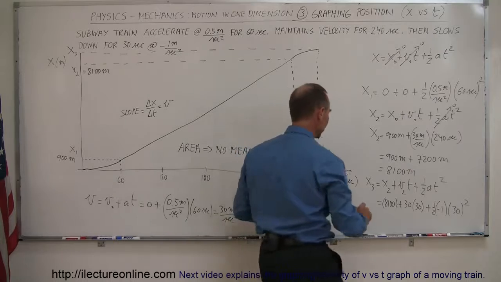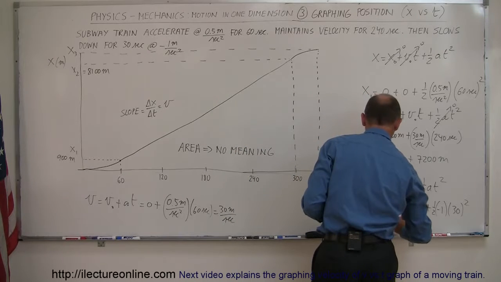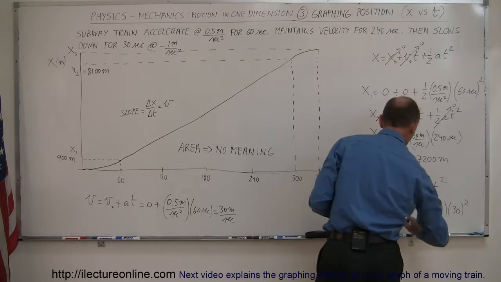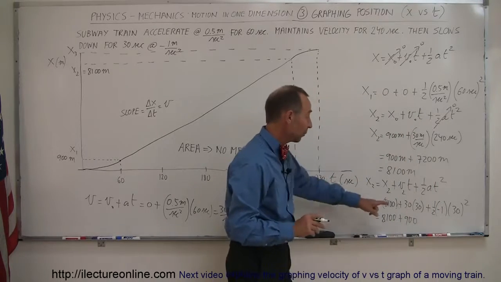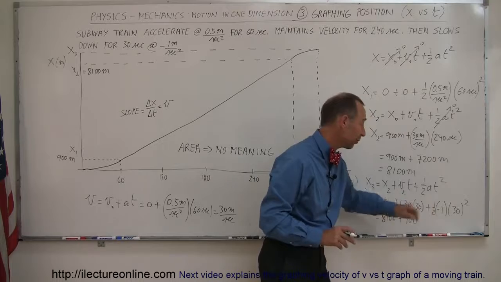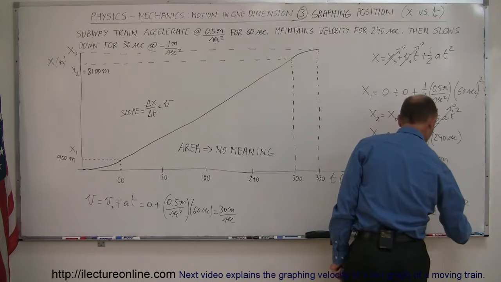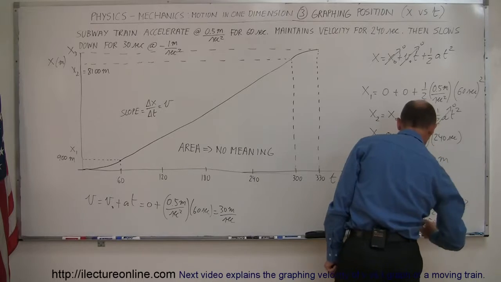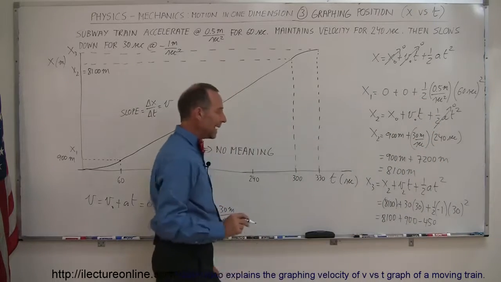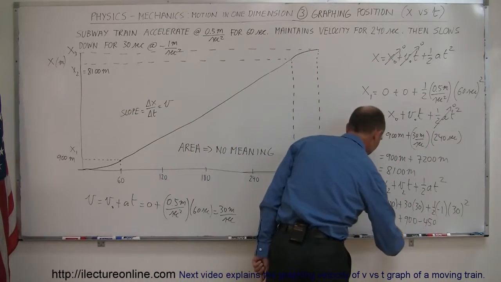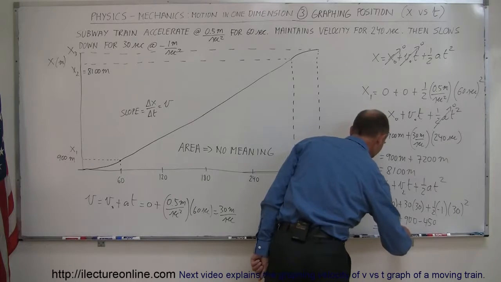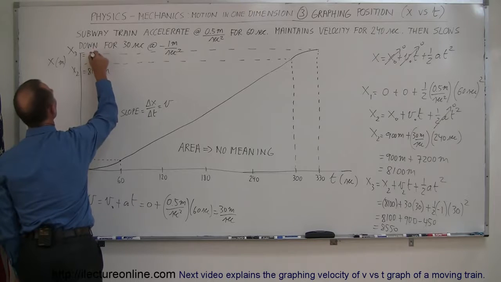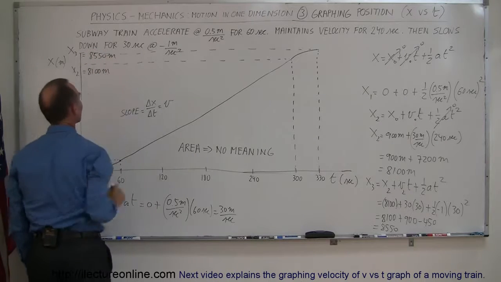All right, so this is equal to 8,100. That's how far it traveled by the time it gets to the third segment, plus 900. That's how much farther it would travel. It wasn't slowing down, but since it's slowing down right here, I have to subtract 30 squared times 1/2 times a minus. That would be 450. So in the end, the total distance traveled would be 8,550, and that's what x sub 3 is equal to, 8,550 meters.